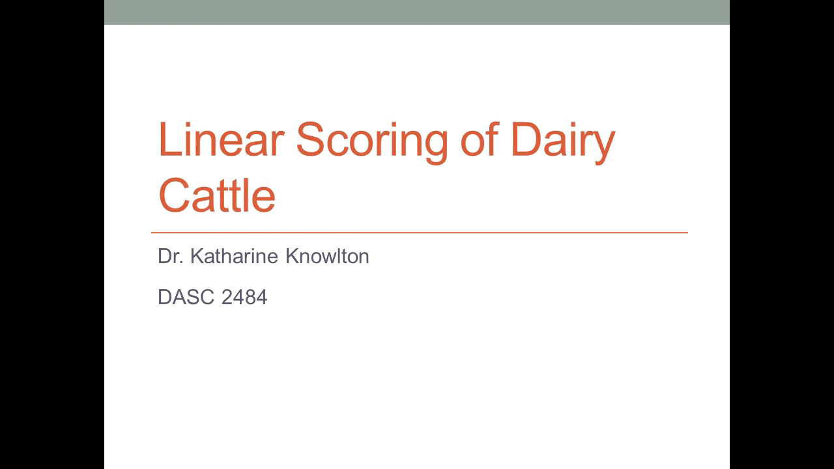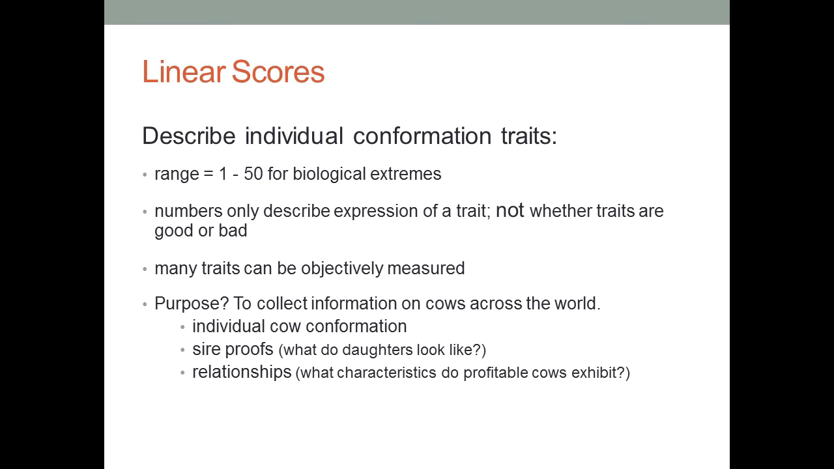Today, let's talk about linear scoring of dairy cattle, or linear evaluation. Linear evaluation is a system for describing what cows look like, describing individual conformation traits. We apply scores to multiple traits, and the scores range from 1 to 50. And again, the purpose is just to describe the biological extremes, to describe what the cow looks like.